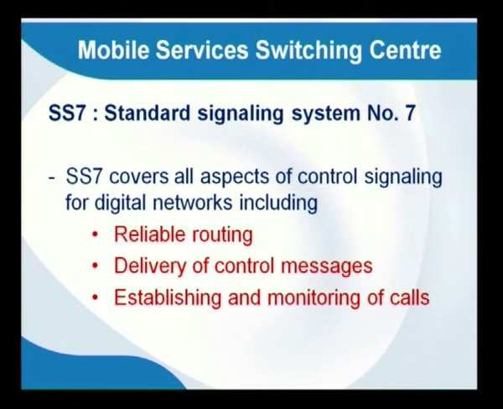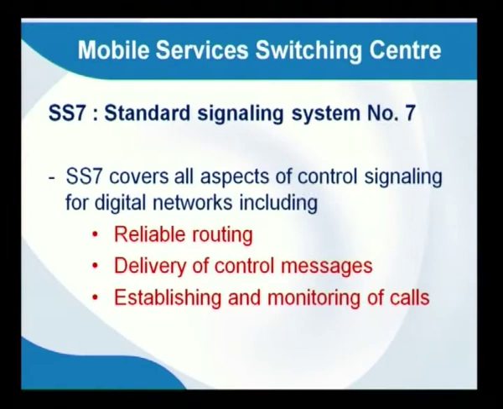SS7 covers all aspects of control signaling for the digital network. That includes reliable routing. The calls should be routed properly between the users and the other end users. These kinds of activities can be achieved by using SS7. And also delivery of control messages. Sometimes we get control messages from the network itself. So, this kind of control information is delivered through the SS7 signal.